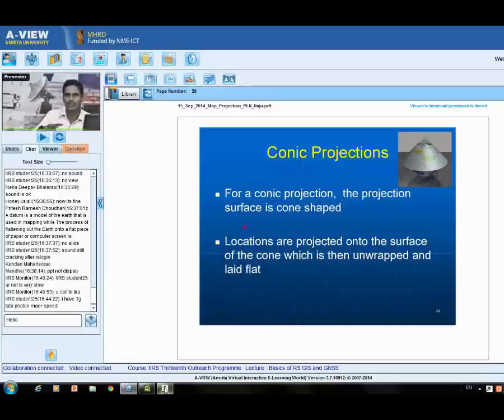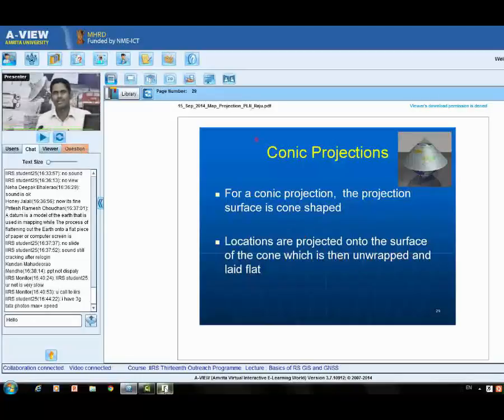A cone is good because it will have less distortion, because you are adjusting the surface very near to the globe's surface. If you talk about a cylinder, you just touch the equator and then it goes vertically. So there is a lot of gap between the surface and the projected surface. The distance is more when you project it, so the distortions will also be there. So when you make it a cone, the distortions come down.